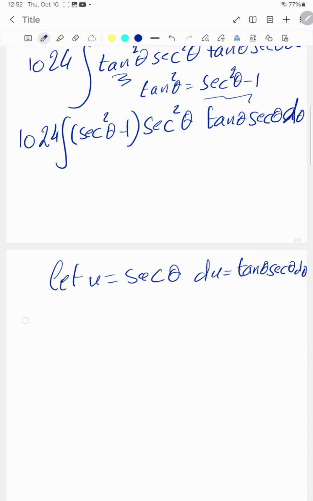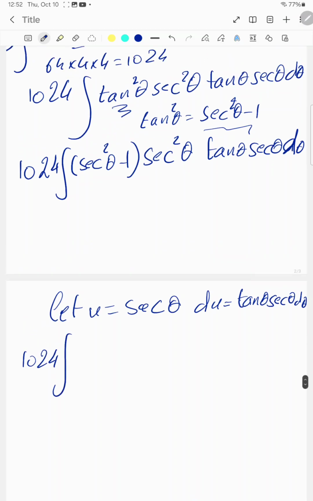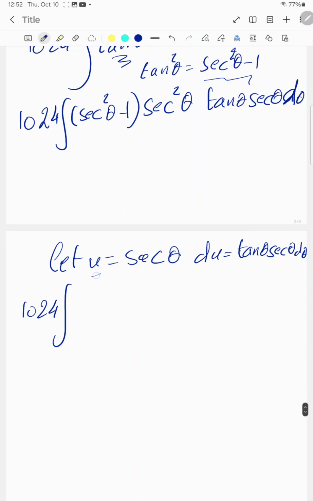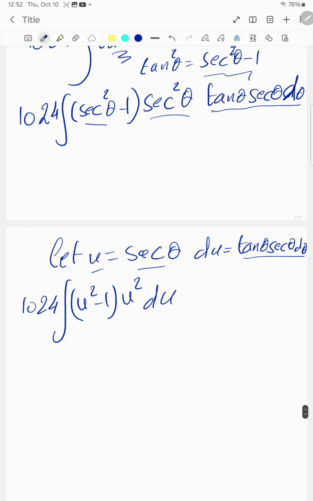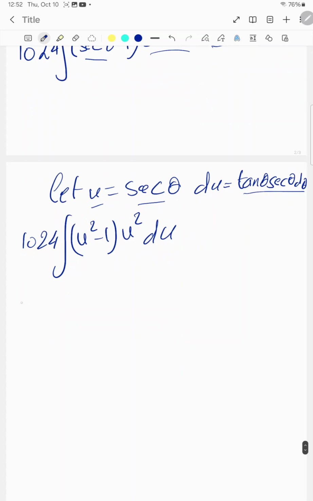So here my integral becomes 1024 integral of u squared, because we said u equals sec theta and I have here sec squared. So u squared minus 1, and that sec squared becomes u squared, and then my du becomes tan theta sec theta d theta. So tan theta sec theta d theta becomes my du here. And that becomes easy now. So my integral becomes 1024 integral of u to the power of 4 minus u to the power of 2 du.